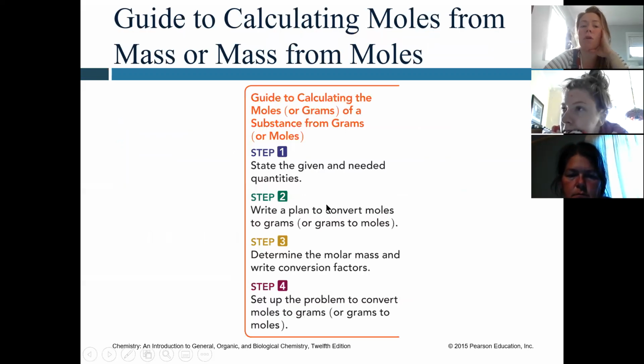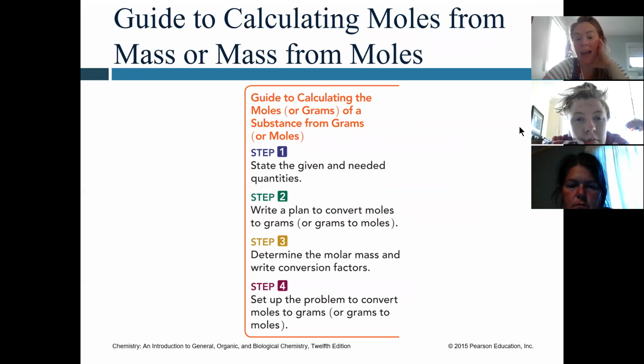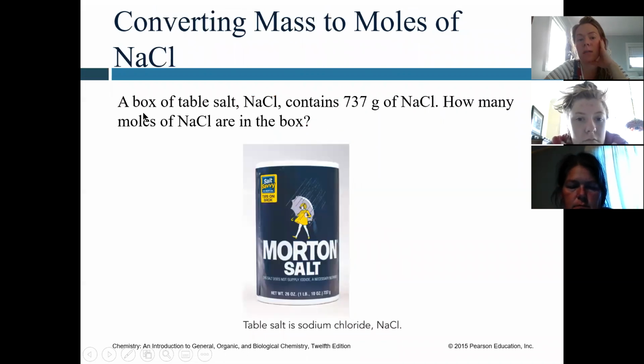Okay, so calculating moles from mass or mass from moles, same thing that we did with the individual elements. So state the given and needed quantities, write a plan to convert. You have to calculate the molar mass for any sort of compound and then convert. So let's do this one here. A box of table salt, NaCl, contains 737 grams of NaCl. I want you to tell me how many moles of NaCl are in that box. So you're going from grams to moles. I'll give you all 2 minutes for that one.